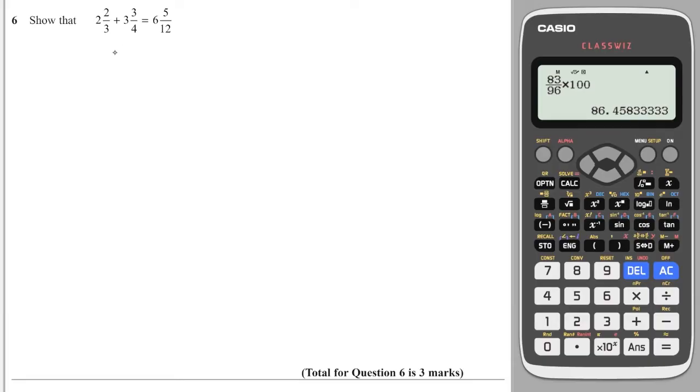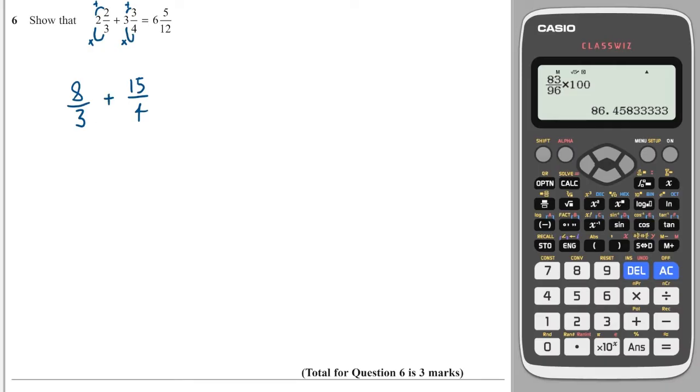Okay, next question is a classic fractions question. I am going to convert them into top-heavy fractions. So I'm going to do 2 times by 3, which gives me 6, and then plus on the 2 is going to give me 8. So it's 8 thirds. And here I will do 3 times by 4 gives me 12, and then plus on the 3 gives me 15, and those are quarters.